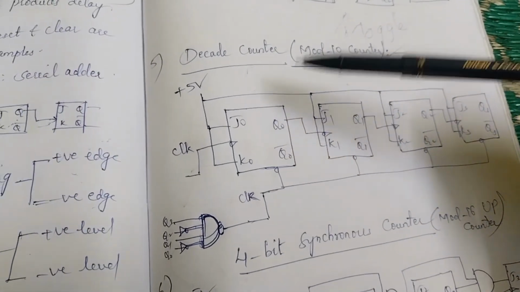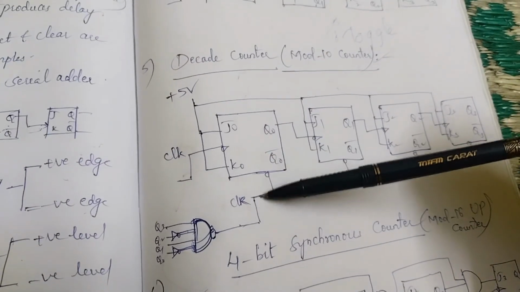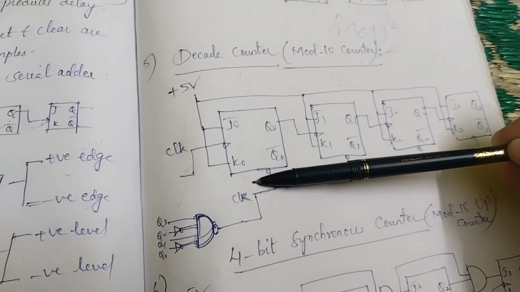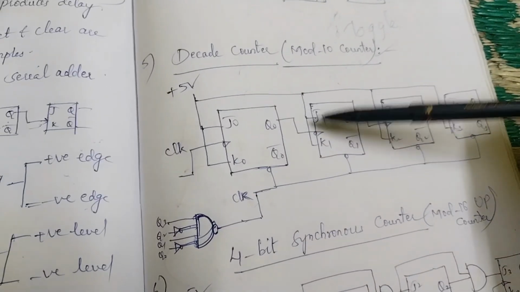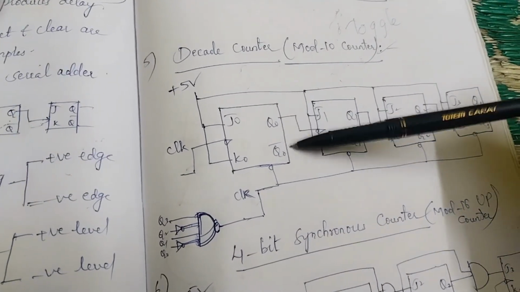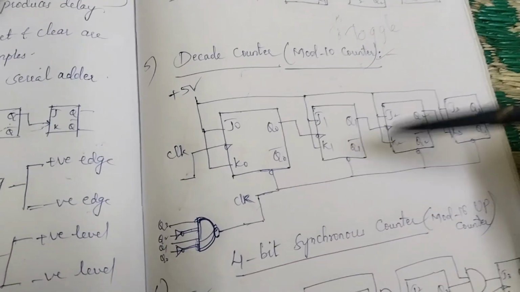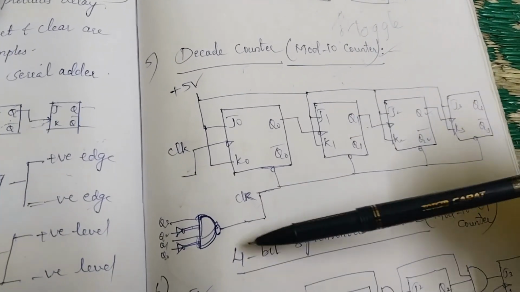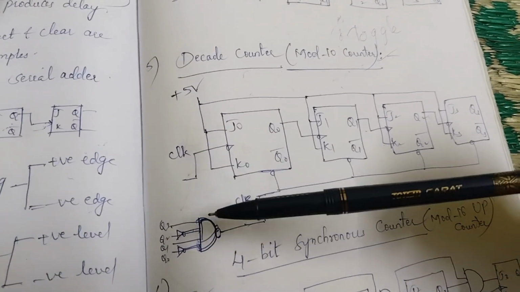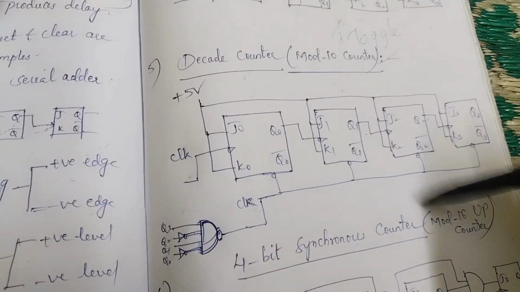The reason I have drawn the decade counter immediately is that you can easily remember the diagram. If I hide this NAND gate connection, then the above 4 flip-flops show the connection of the 4-bit asynchronous counter. This is the diagram you can draw, and additionally you have to draw a NAND gate here. For this NAND gate you have to give the inputs Q3, Q2, Q1, Q0.